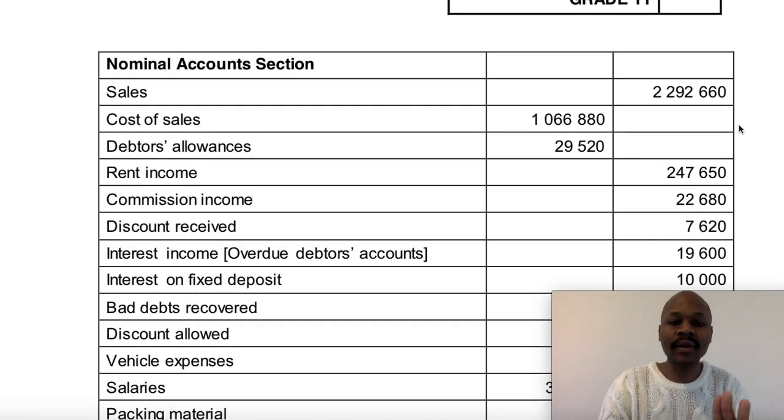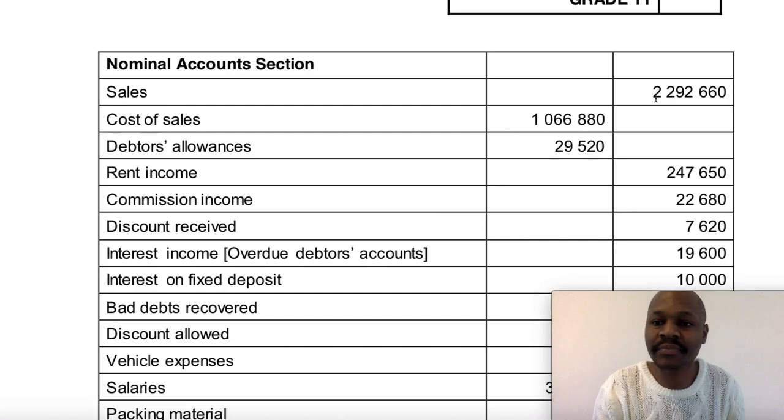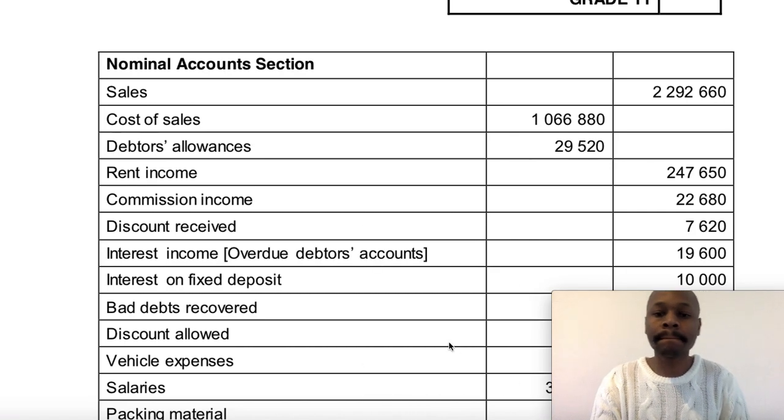Let's read further down. Before we get to adjustments, I always advise my learners to subtract the debtors allowance, if given, from the sales figure. These two go hand in hand. Debtors allowances decrease the value of your sales figure because debtors may have been overcharged, so you have to reverse that entry, or debtors may have returned the goods, so they decrease the value of our sales. So you subtract this 29,520 from 2,292,660. Okay, let's go to our adjustments.